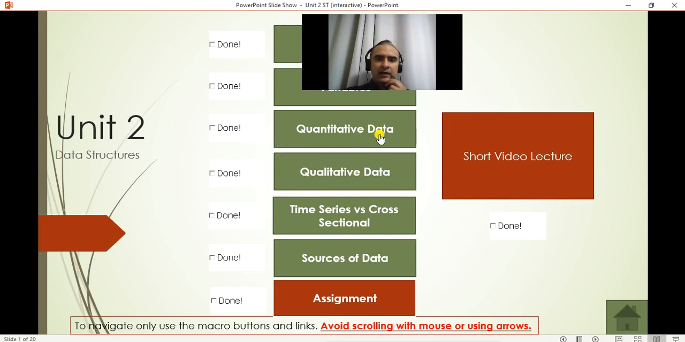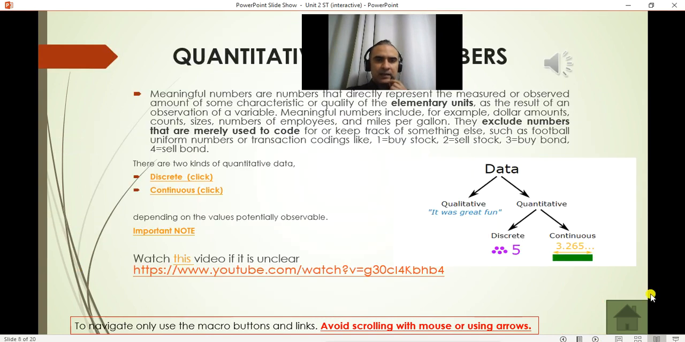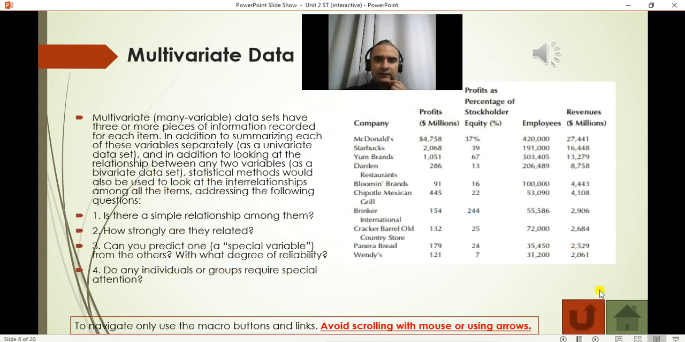Now we're finished already. Now let's go to quantitative data. So we were looking at, for example, the numbers in here, and this is quantitative data. Why? Because we have numbers in there.